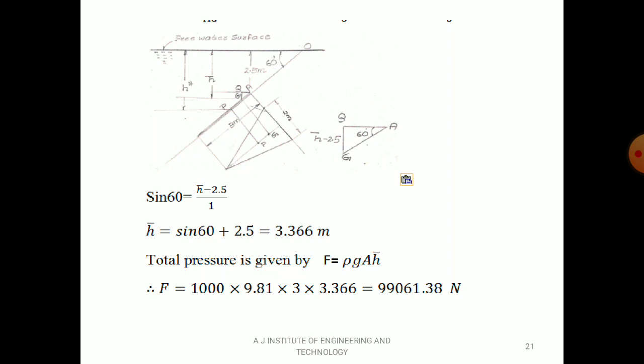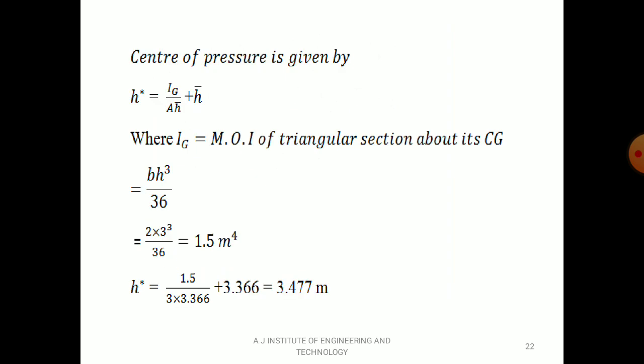That is equal to 99061.38 Newton. Center of pressure is given by H star equal to Ig divided by A H bar plus H bar, where Ig equal to moment of inertia of the triangular section about its CG. That is equal to B H cube divided by 36, so 2 into 3 cube divided by 36, that is equal to 1.5 meter to the power 4. Here you can see it is a moment of inertia with respect to CG. Only in the square-in-corner condition you have to consider it with respect to the base. So here it is with respect to CG.